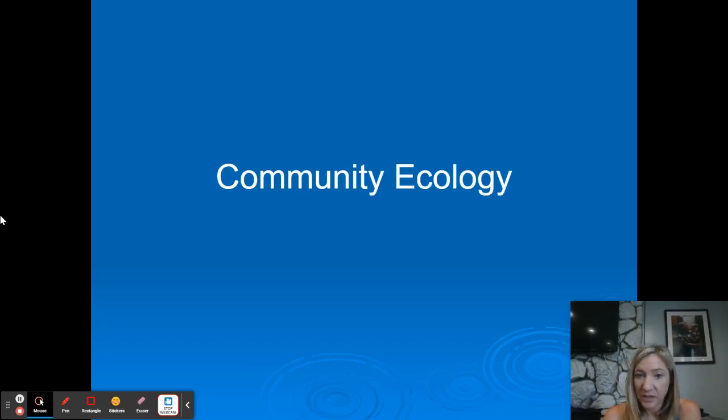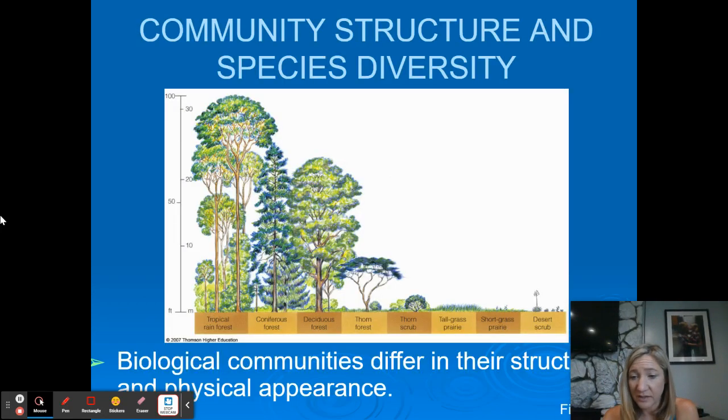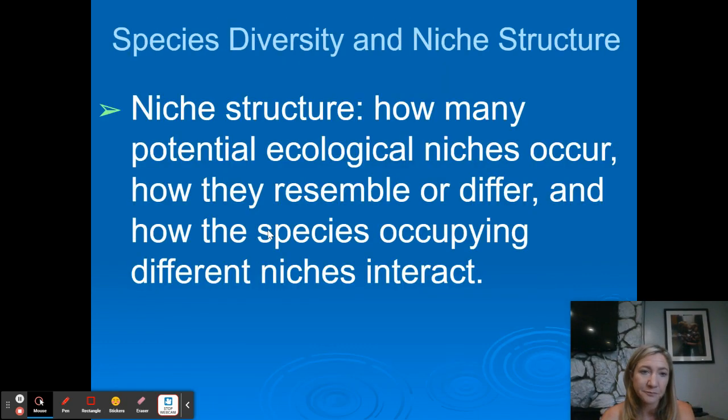Hello, everyone. So today we're going to talk about community ecology, amongst other things as well. Here's just a diagram of different species diversity and community structure. Remember that this is not the end-all, be-all. A tropical rainforest, or a desert scrub, they're all going to be very different, so please do not think that this is definitely what a community looks like. We'll look at that when we focus on biomes.